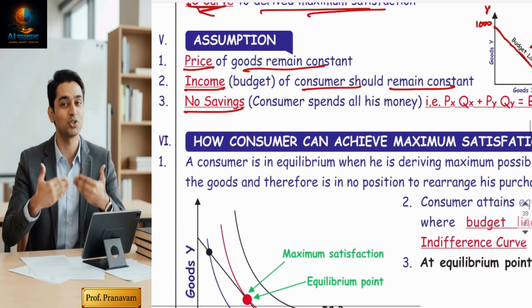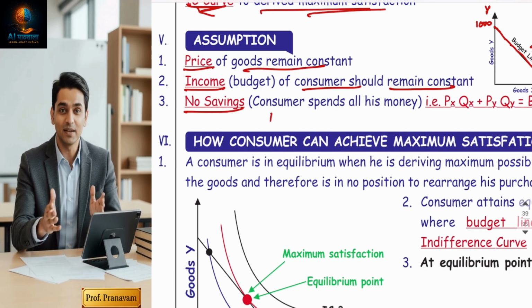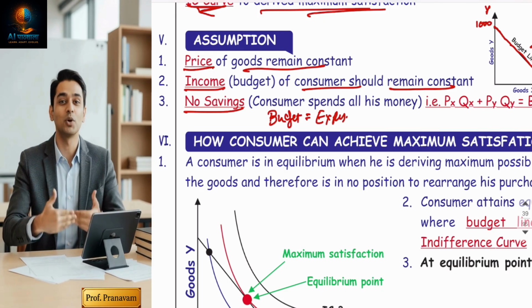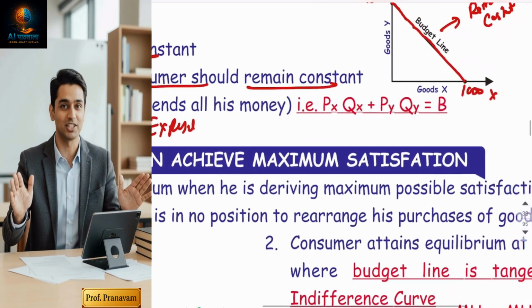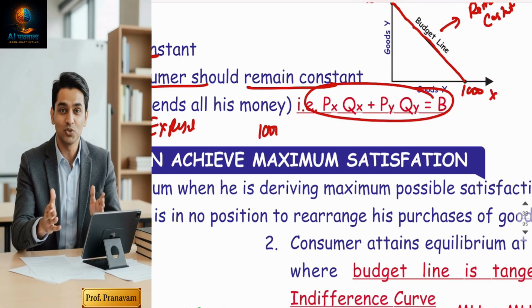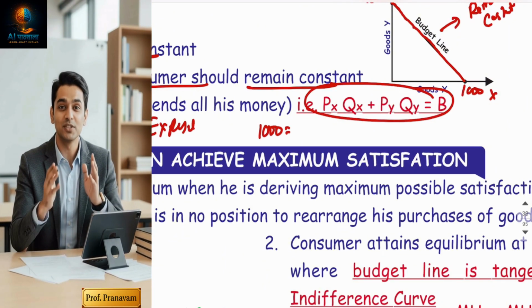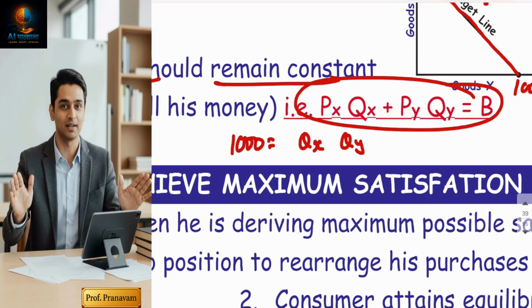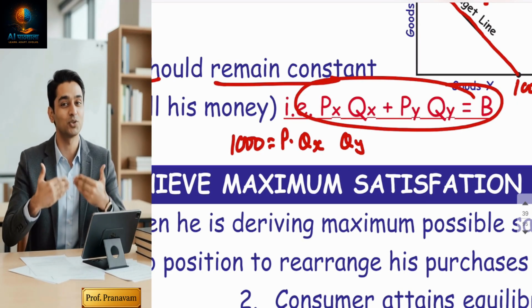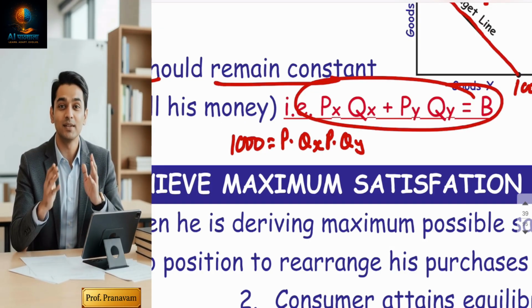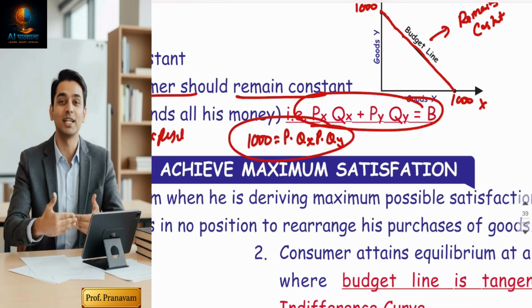But here we are assuming no saving. No saving means the consumer's budget or income will always be equal to expenditure. Hence, this equation has been derived. Means your income, your budget is, for example, 1000. So 1000 rupees you'll spend on what? Quantity of X and quantity of Y. But you have to spend money, so you have to pay price of X, price of Y. So P into Q on X plus P into Q on Y.